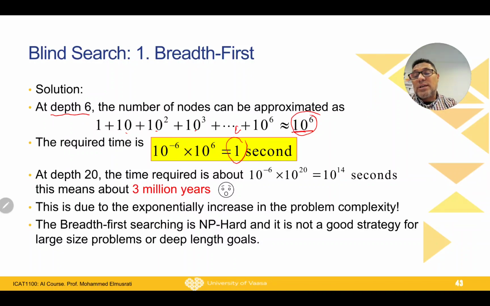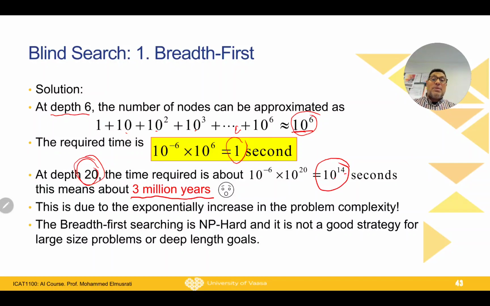But with the same computer, if we are looking to go to depth 20 in the same toy problem, then we will need 10 to the power 14 seconds, and 10 to the power 14 seconds is equivalent to 3 million years. So your computer needs 3 million years. I hope that you are alive at that time to check the solution, only to reach depth 20, not even a very large or very deep depth.